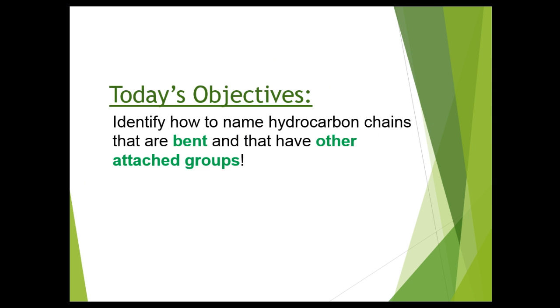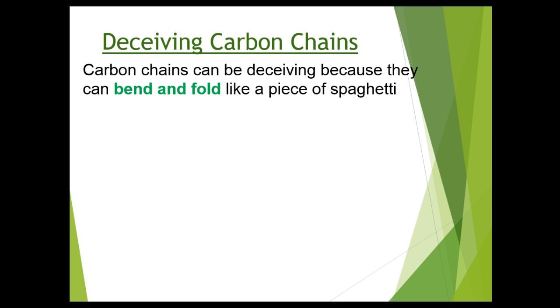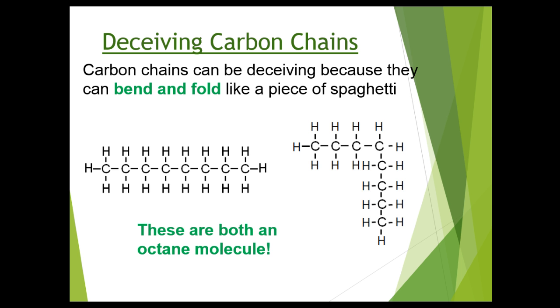Hey, welcome back. Today's objectives are to identify how to name hydrocarbon chains that are bent and that have other attached groups to them. So these carbon chains can be kind of deceiving because a carbon chain can actually bend and fold, much like a piece of spaghetti can kind of bend and move around. So when you look at these chain molecules, here's two examples.